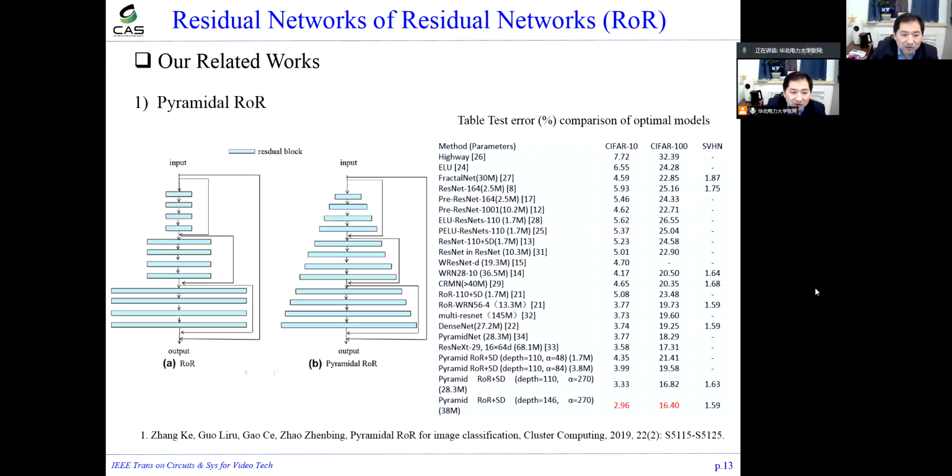Sixth, our related works. In recent years, we did some works with RoR. One, we proposed the pyramidal RoR network model, which combines RoR with the pyramidal net. PRoR achieved the lowest classification error rates of 2.96% and 16.40% on CIFAR-10 and CIFAR-100. At that time, it was the first to get below 3% on CIFAR-10 and 17% on CIFAR-100.